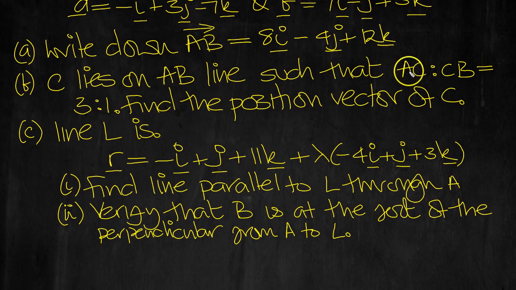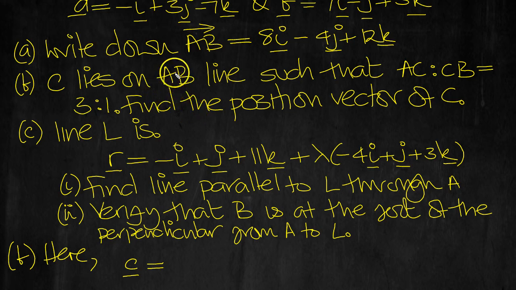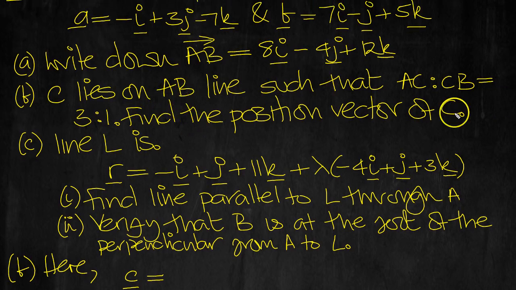C lies on AB such that AC to CB equals 3 to 1. Find the position vector of C. So let's have a look at B here. Let's call it a little c vector. So it's on the line AB, so we can write down A straight away, can't we? Minus i plus 3j minus 7k.